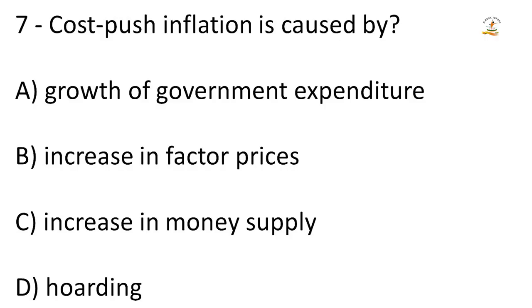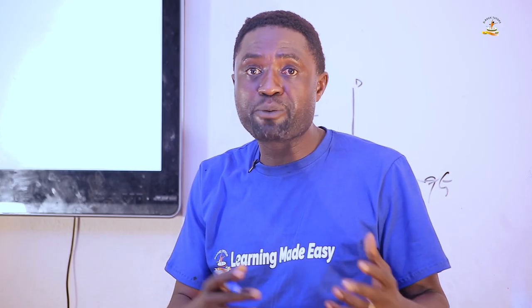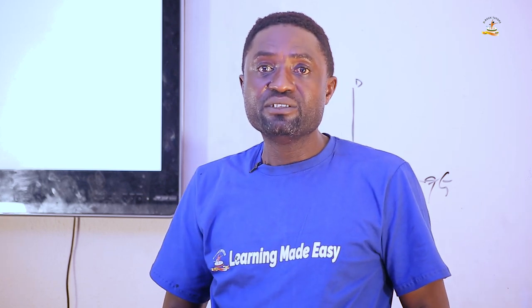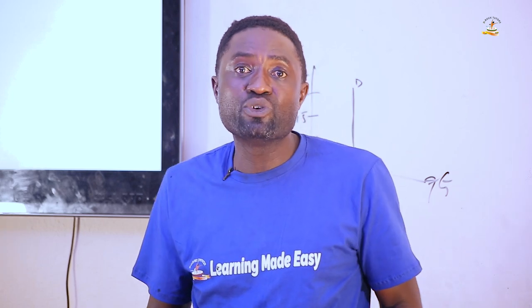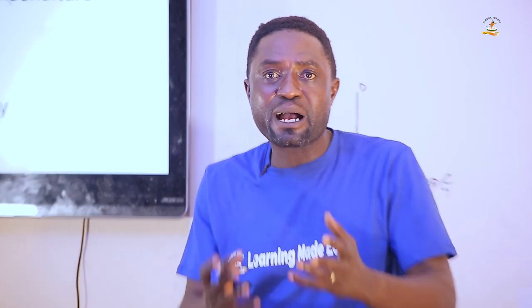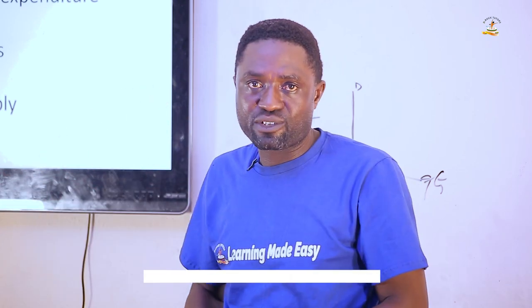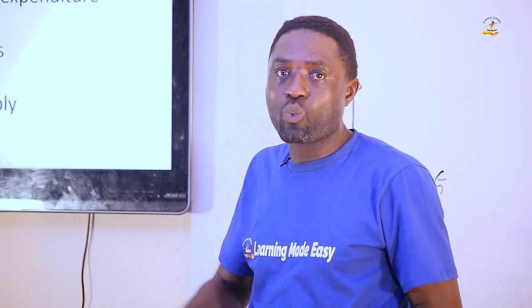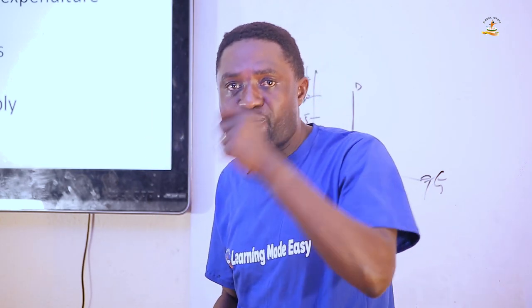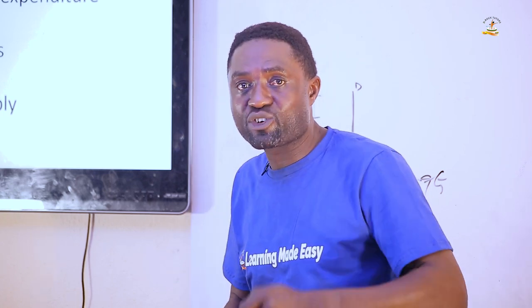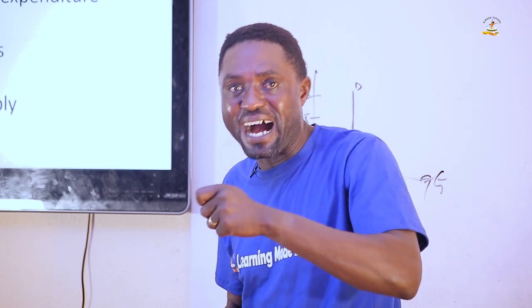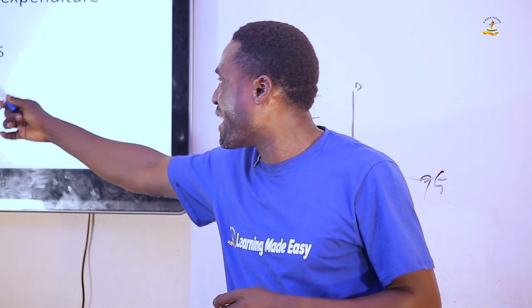Question number 7. Cost push inflation is caused by A, growth of government expenditure, B, increase in factor prices, C, increase in money supply, D, other. Cost push inflation is caused by increase in factor prices. If you get some people to work for you and they decide that they can no longer work for you except you increase their pay, increasing the wages you are paying them will automatically increase the cost of production. By the time the cost of production is high, then the price of the commodity will be high, which can lead to cost push inflation. So it is caused by increase in factor prices.